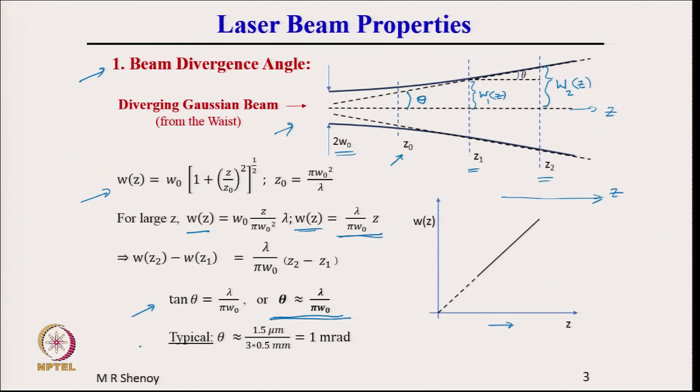Typically, you can substitute some numbers: lambda at 1.5 micrometer, pi approximated by 3, and W0, let us say, 0.5 mm, then that gives you 1 milliradian. This is a typical number for commercial lasers. So, typical for commercial lasers.